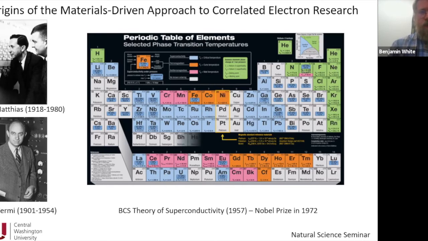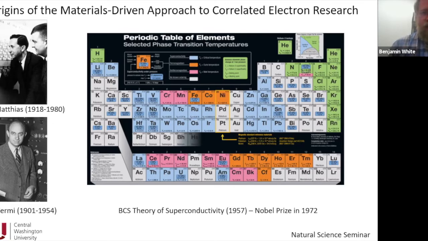So Matthias really developed a procedure for making discoveries in materials, and it was more or less this. It was pretty simple. You need to develop rules of thumb. You can't throw darts at the periodic table. Develop rules of thumb for where you're going to look for new superconductors. And then once you've developed those rules of thumb, make as many materials as you can, and then test as many materials as you can. So it was almost a factory-type process.